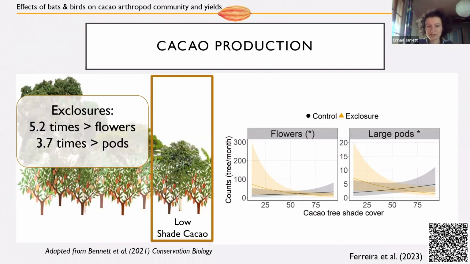On the other hand, when we look at sunny cocoa farms, so these intensified cocoa farms, we find the opposite effect. So we find that when we exclude birds and bats, we get a higher number of flowers and a higher number of pods. So essentially, in sunny cocoa farms, birds and bats are doing some sort of disservice, whereas in shady cocoa farms, they provide a service.